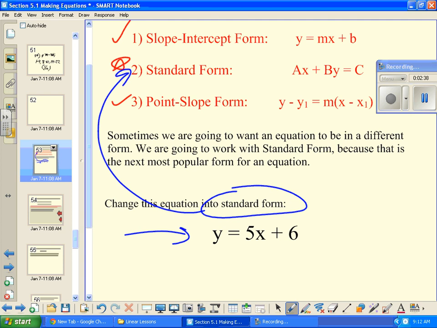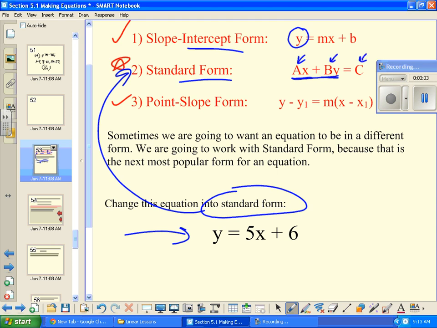The big difference that I tell students to notice between standard form and slope-intercept form is that in slope-intercept form, the y term is all by itself on one side of the equation. In standard form, the y is still on the left side, but now the x is also over there with it. So the biggest thing to notice is that the x term and the y term are both on the same side.